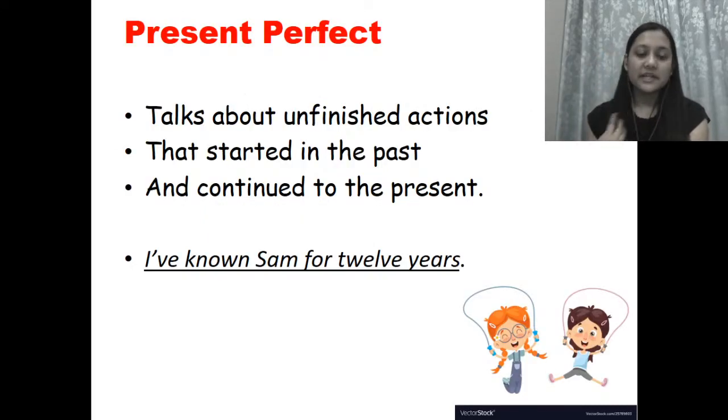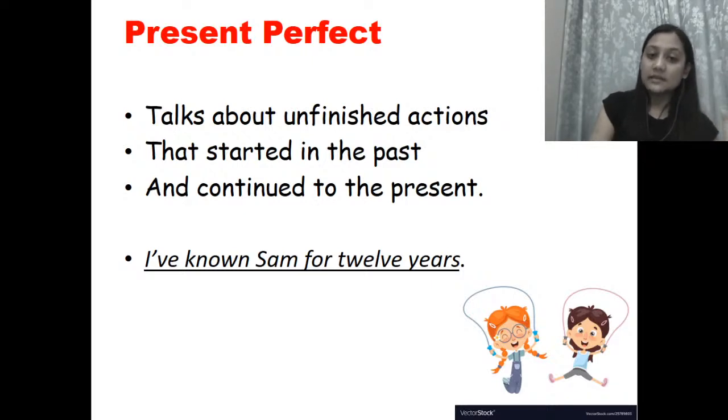Now, present perfect talks about unfinished actions that started in the past and continue to the present. So present perfect talks about an unfinished action, something which took place, and that action is still there. That action has not stopped, right? Although the activity started taking place in the past, it is still there in the present.